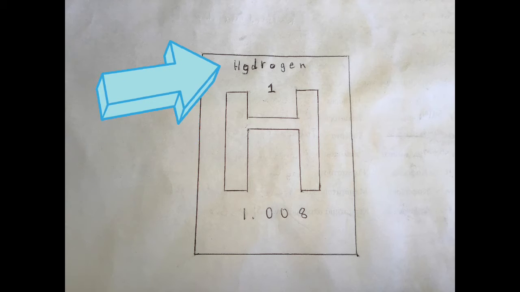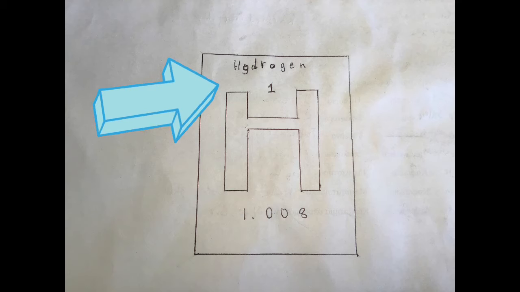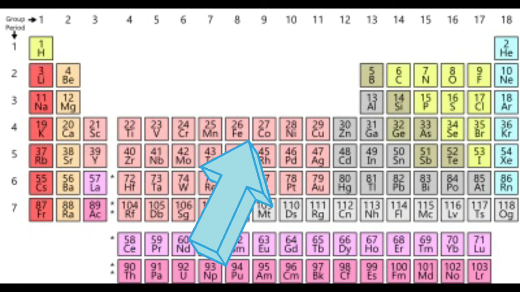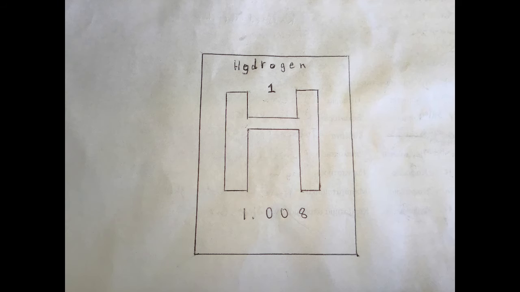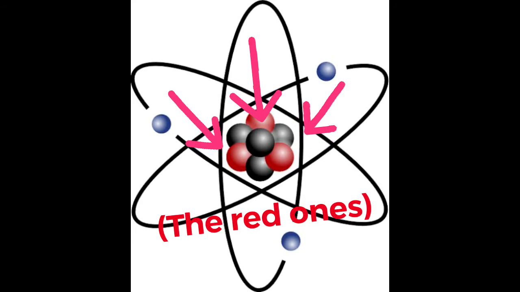Now if we look above the symbol, the element's formal name is listed, like carbon, oxygen, or nitrogen. And above that symbol is a small number. And if you pay close attention, this number should increase as you continue to the right. This is the atomic number. Now don't freak out, it is a very simple concept. It is the number of protons in that atom.